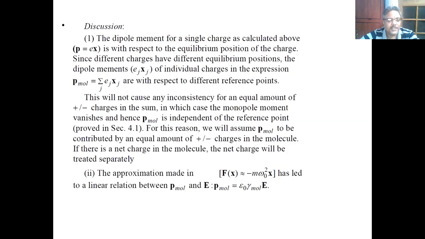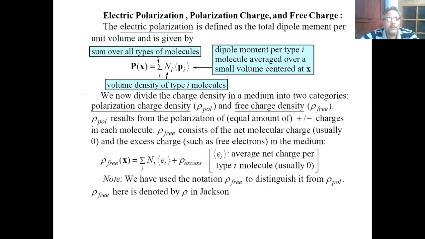The basis of these slides is chapter 4 of the book by Griffiths. The electric polarization is defined as the total dipole moment per unit volume and is given by the expression P, which is equal to the summation of the product of the number of molecules and the dipole moment of a single molecule.